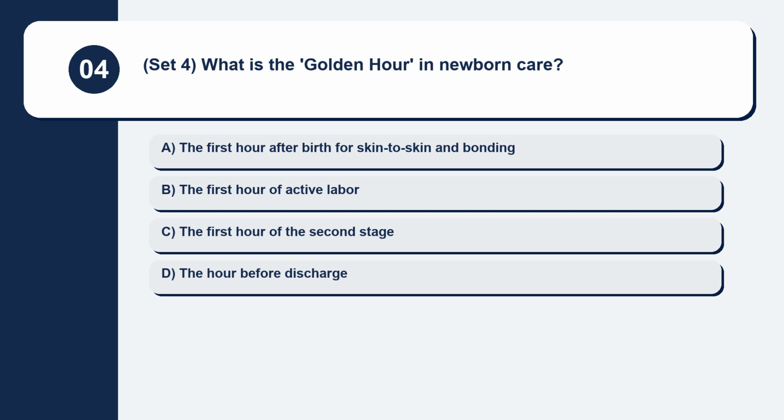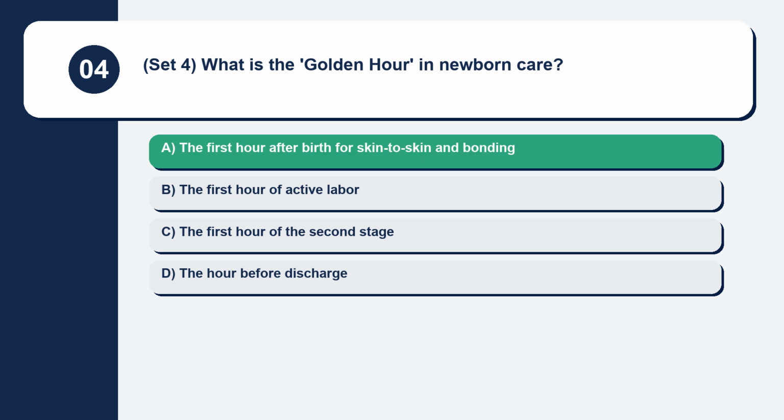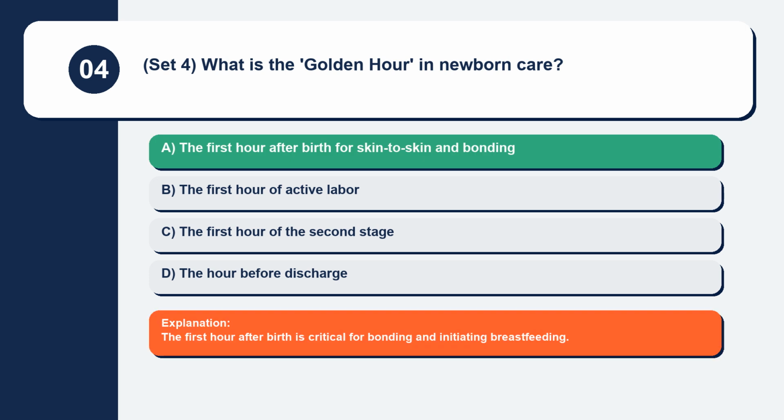Question 4. Set 4. What is the golden hour in newborn care? The first hour after birth for skin-to-skin and bonding, the first hour of active labor, the first hour of the second stage, the hour before discharge. The first hour after birth is critical for bonding and initiating breastfeeding.